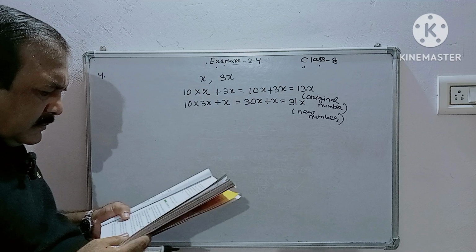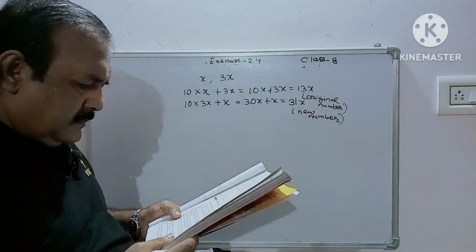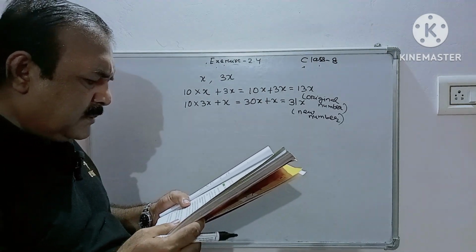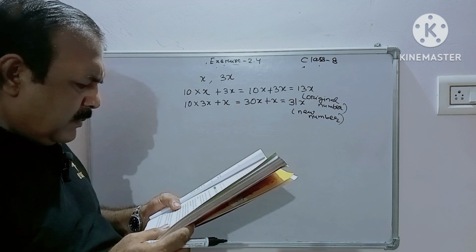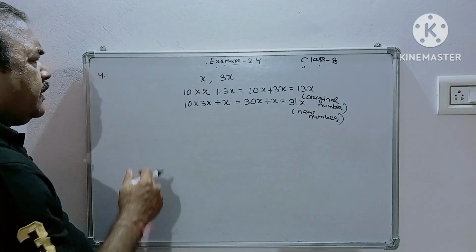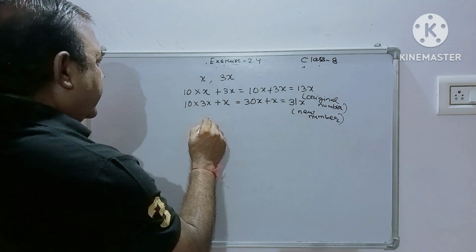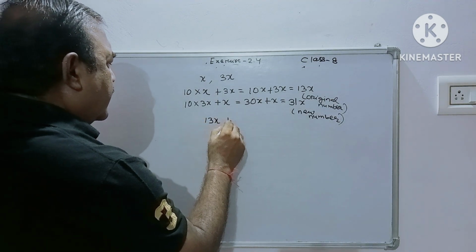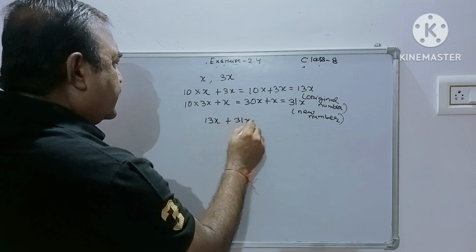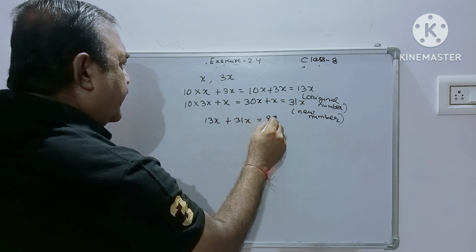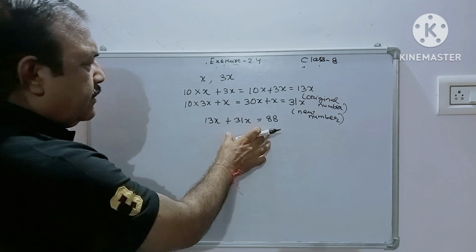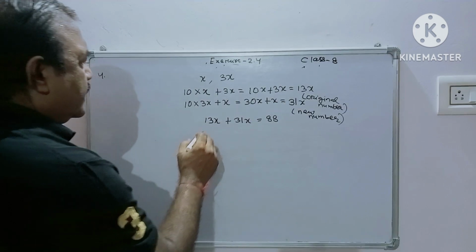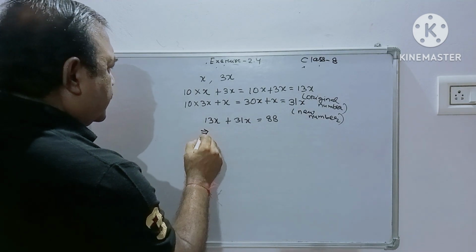So if you interchange the digits of the two-digit number and add the resulting number to the original number, you get 88. So according to the question, 13x plus 31x is equal to 88. So this is the equation. We will have to find the solution. We have to find the root.